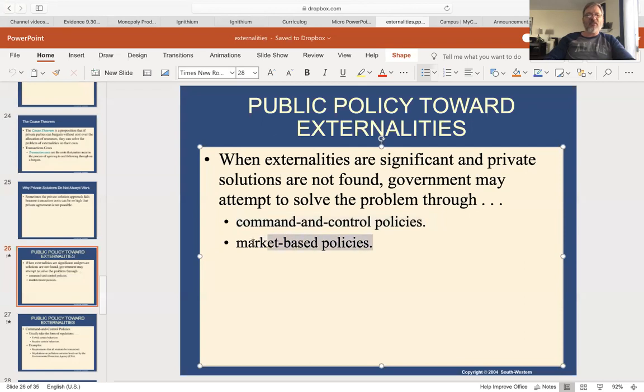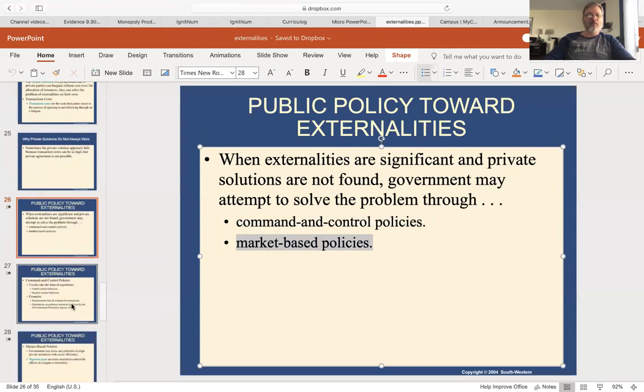Those are what we call command and control policies. And then the other types of policies are what we call market-based policies. And market-based policies include the taxes and subsidies that we've already mentioned.